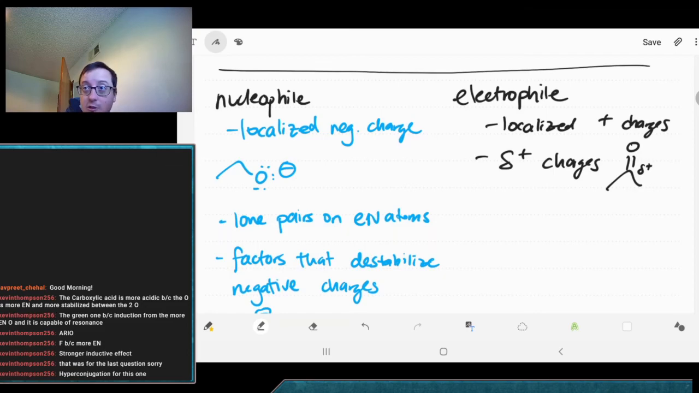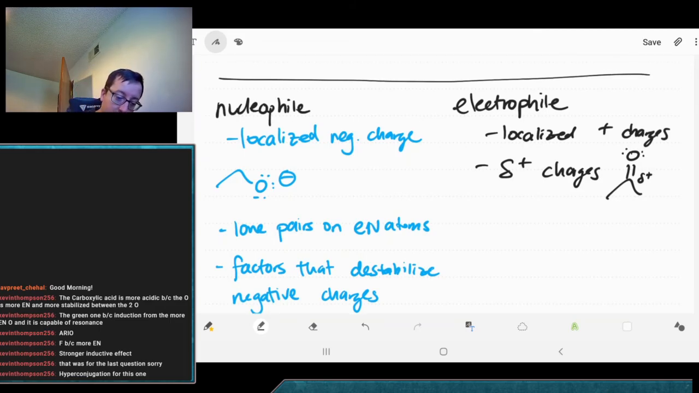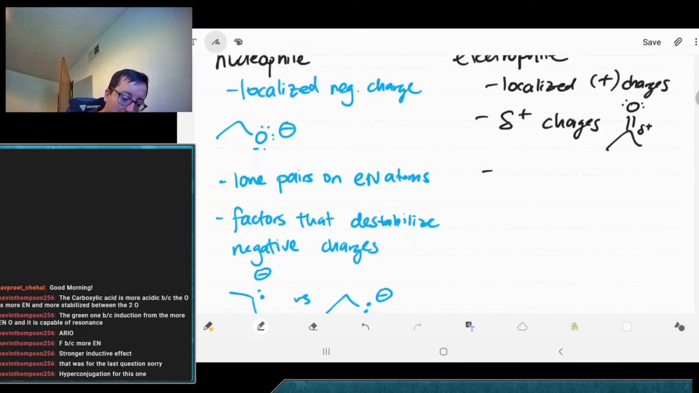Technically, the oxygen could be a nucleophile. It's not a very good one because it doesn't really have a negative charge, but it has a partial negative charge. A full positive is going to be a better electrophile. Partial positive could be as well. And now we're looking at things that destabilize positive charges.